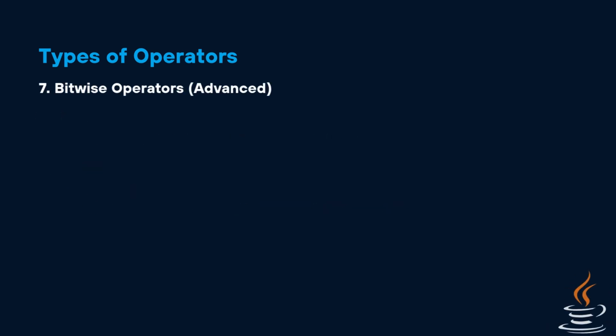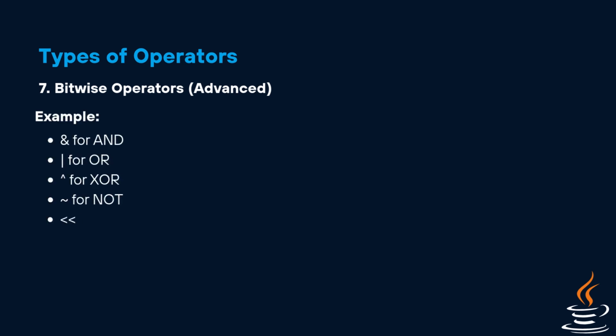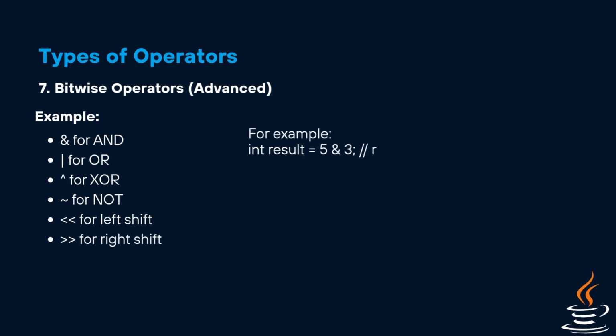Bitwise operators. Bitwise operators work at the binary level of integers. For example, AND, OR, XOR, NOT, left shift, right shift. For example, int result = 5 & 3. Result is 1. These operators are more advanced and used in areas like graphics, encryption, or optimization.